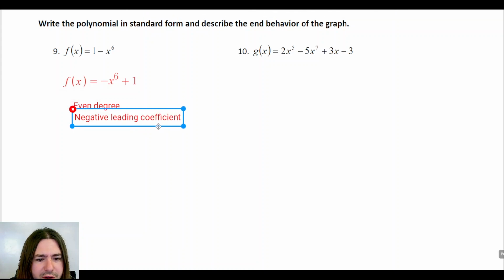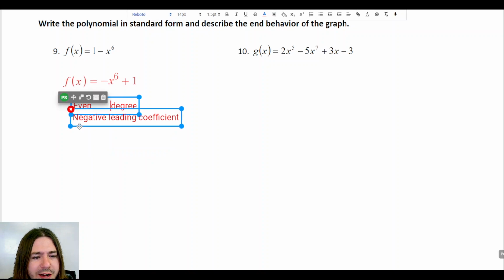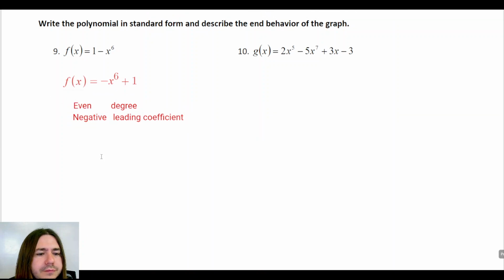Did I spell that right? Coefficient, I think so. But yeah, so the two items are the degree and the leading coefficient. That's really what you want to look for, and that'll tell you what the end behavior is. So when that happens, the end behavior is going to be down, down: down to the left, down to the right.